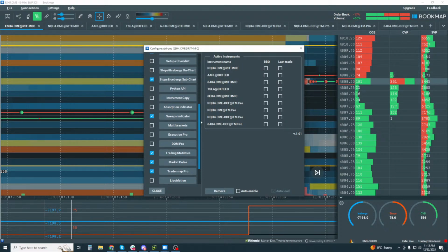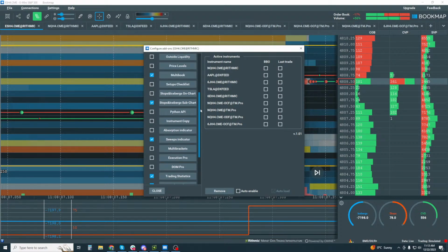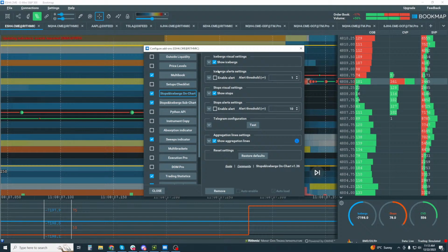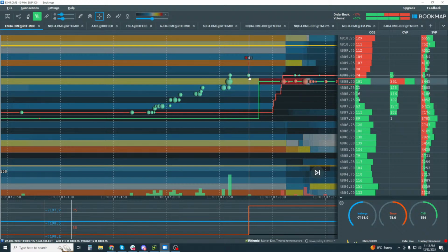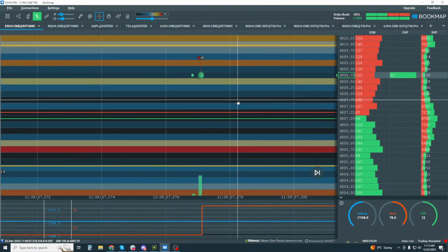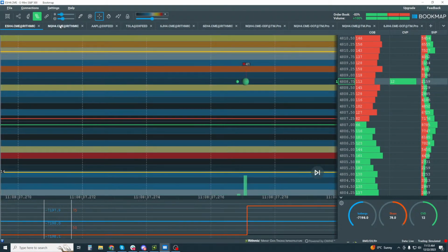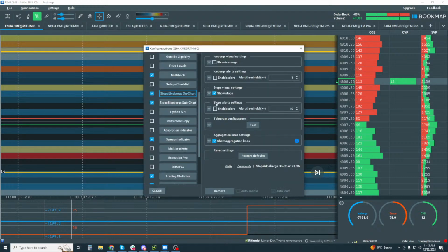And then I want to go over market pulse. Stops and icebergs on chart. It's going to show stops. Okay, so 41. And I want to see the line though as well. Hold on.